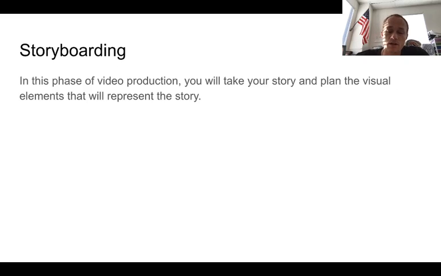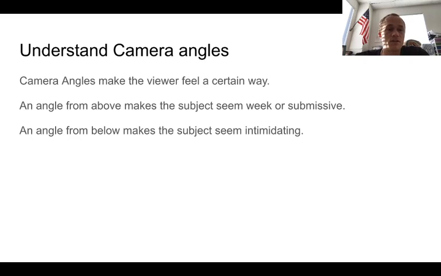So you're talking about several different things, but before we get into that, you need to know what camera angles are. Camera angles are designed to make the viewer feel a certain way, like an angle from above. You know, the camera is shining down on the subject. It makes them seem weak, submissive, small, kind of lesser or intimidated.